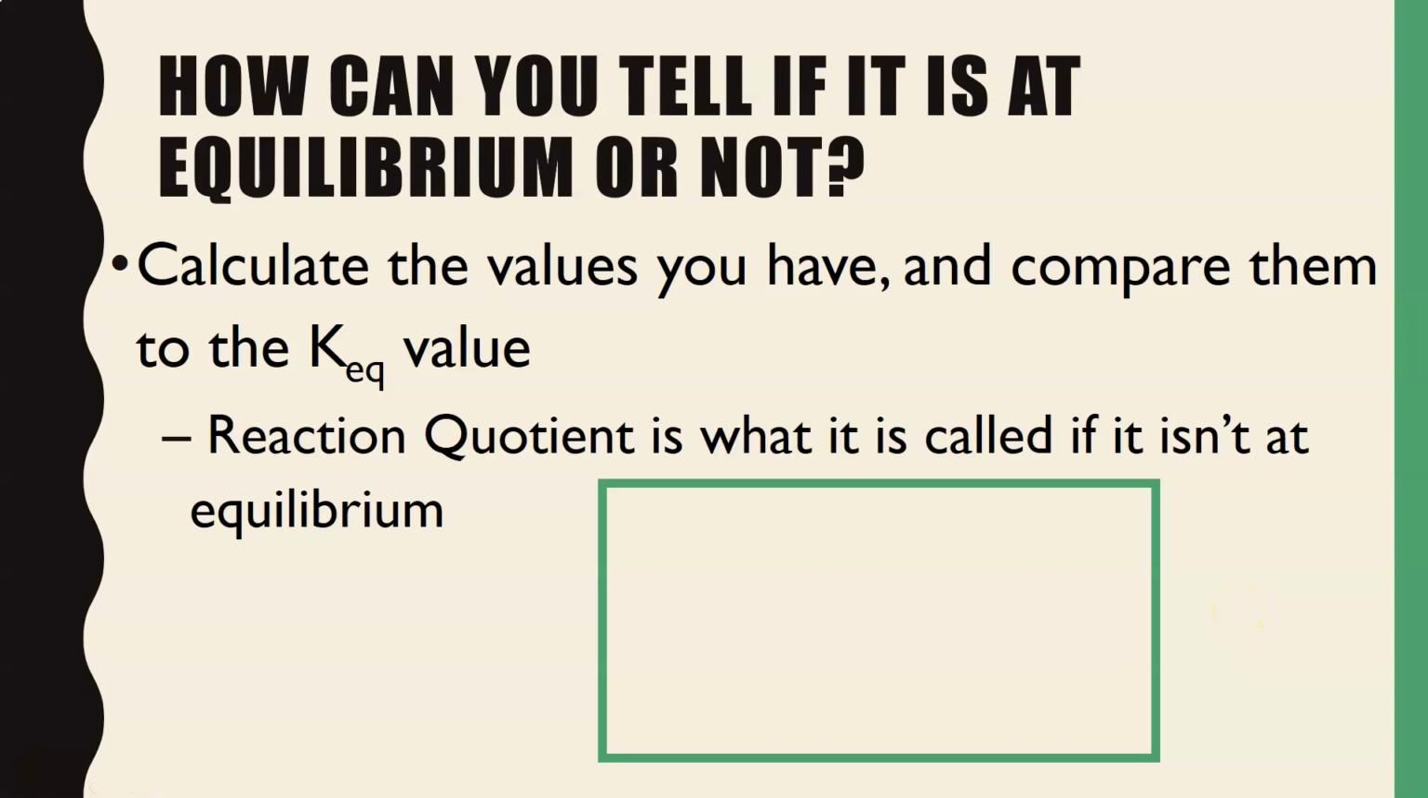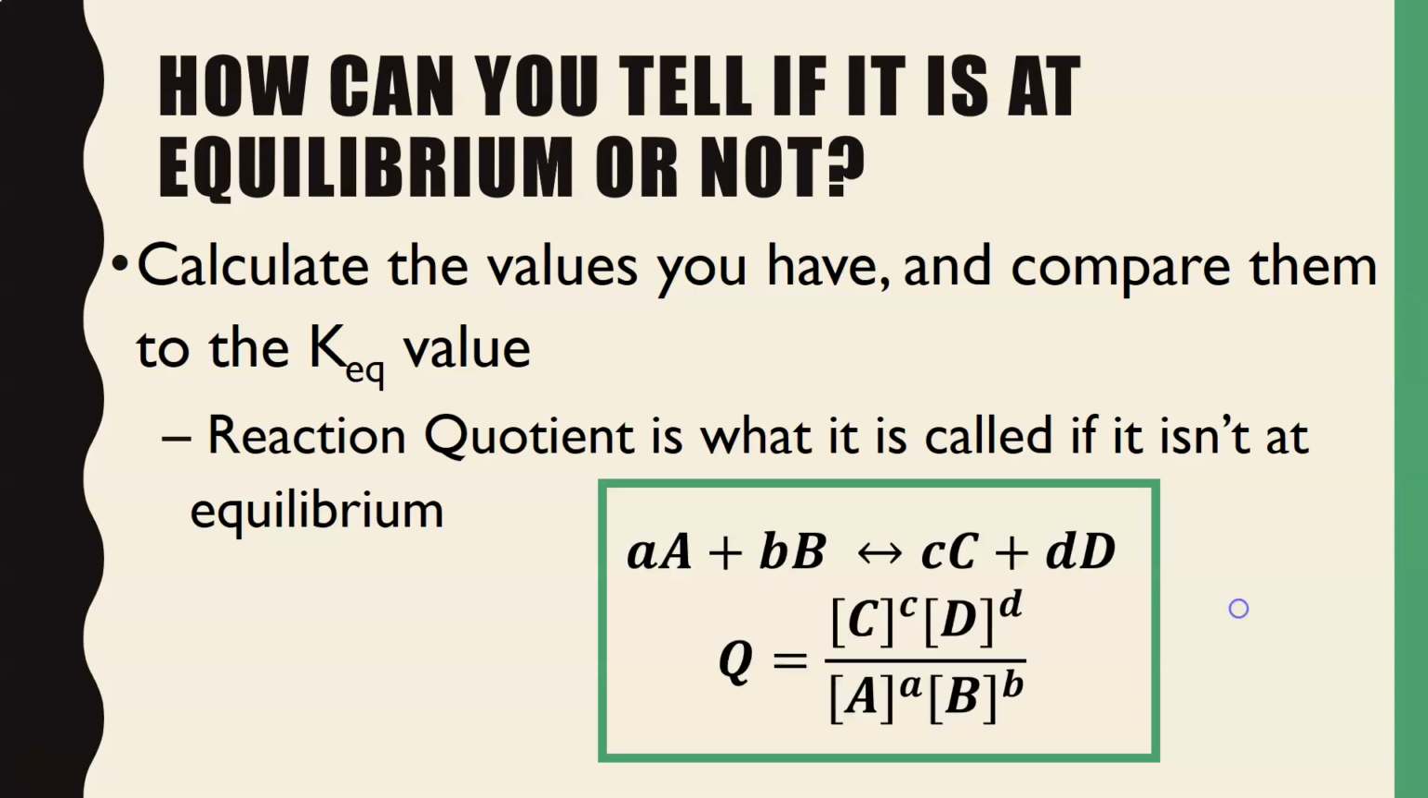If you don't know whether or not you're at equilibrium, if you are plugging in numbers to your expression to check if it's at equilibrium, we call that the quotient. We use a capital Q instead of a K.